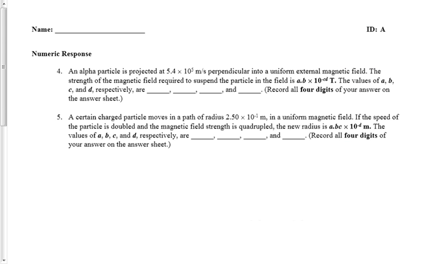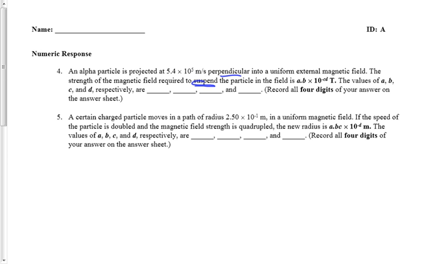Number 4. This is kind of going back to some older stuff now. A few weeks ago. An alpha particle is projected at 5 times 10 to the 5 meters per second perpendicular, again, that's good, to a uniform external magnetic field. The strength of the magnetic field required to suspend.